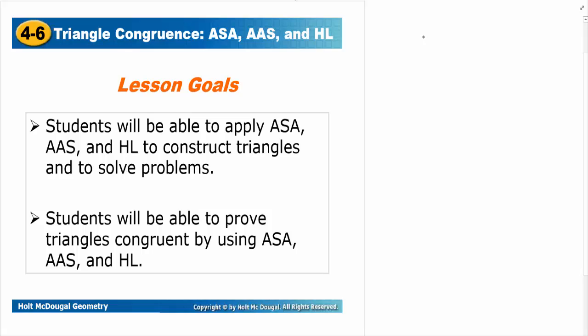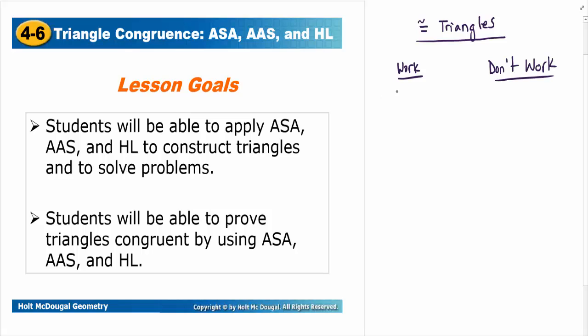Now, as we start to throw all these postulates and theorems at you, it's important that you understand which ones work and which ones don't. So when you're dealing with congruent triangles, again, to help you keep track of which theorems and postulates you can use and which you cannot, the following angle side relationships work, and then I'll list the ones that don't work.